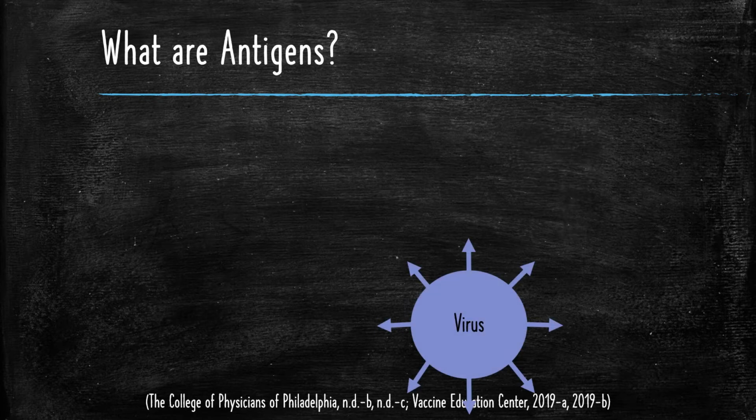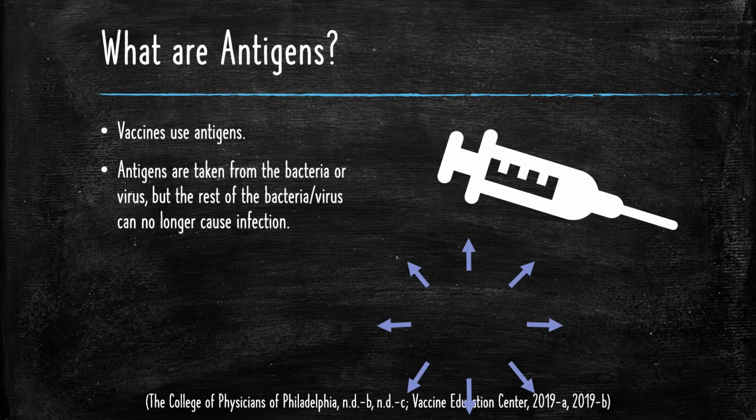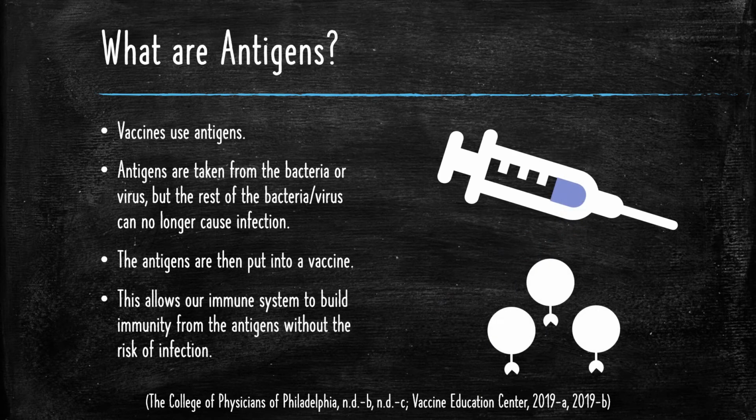So now we get to how vaccines use antigens. Antigens are taken from a bacteria or a virus, but the rest of the bacteria or virus is no longer able to cause infection, and we'll get into how that's done later. The antigens are then put into the vaccine, and then whenever that's injected, it allows our immune system to find those antigens and build immunity without the risk of the infection from the actual bacteria or virus.